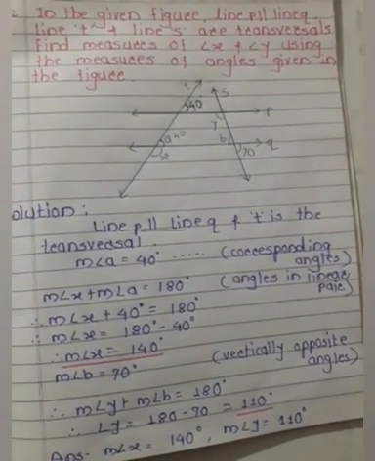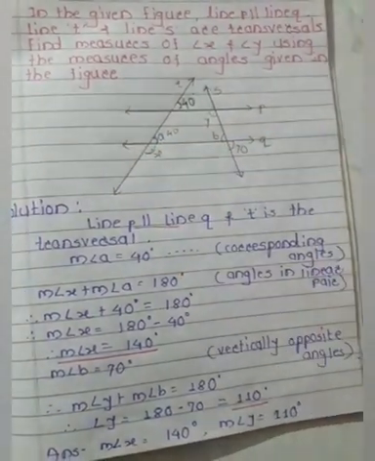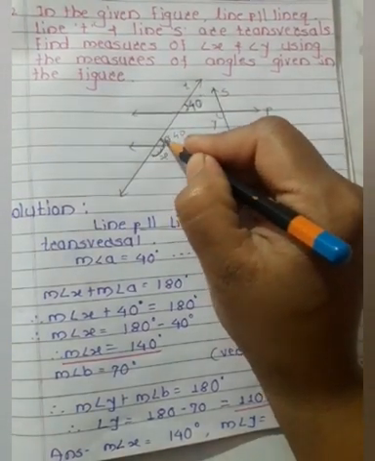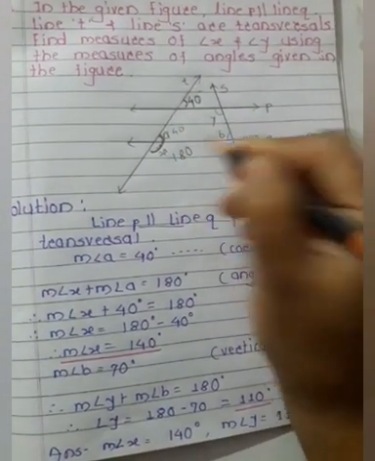Now both these angles are angles in a linear pair, that's why the measurement of this angle is 180.